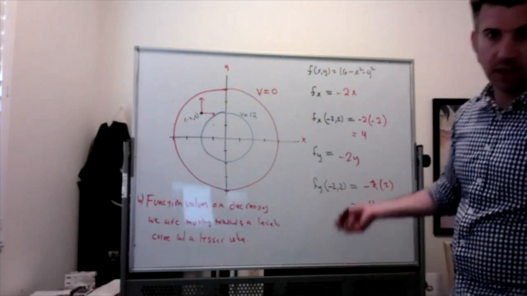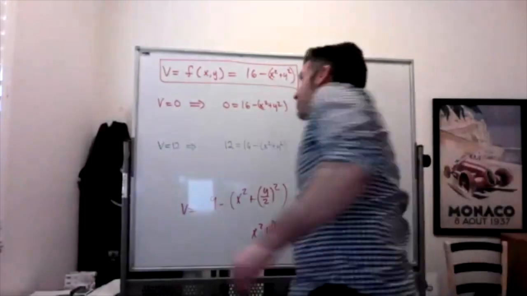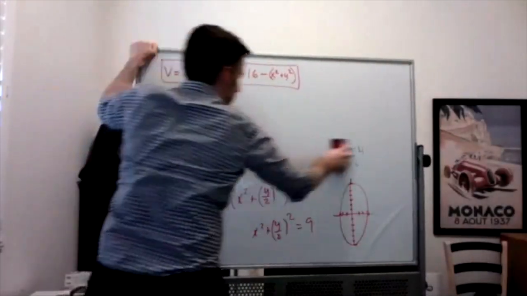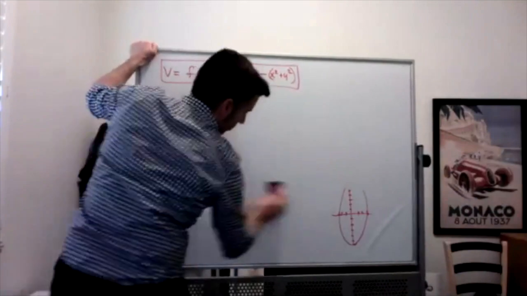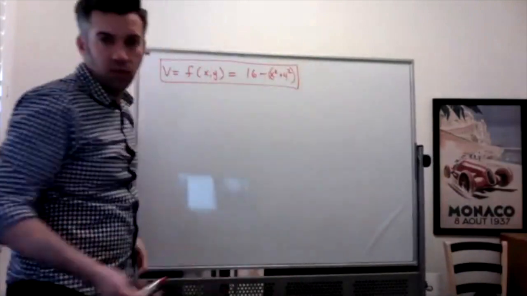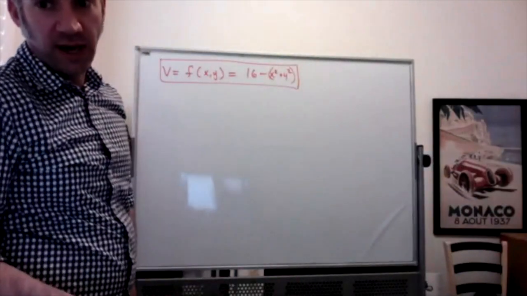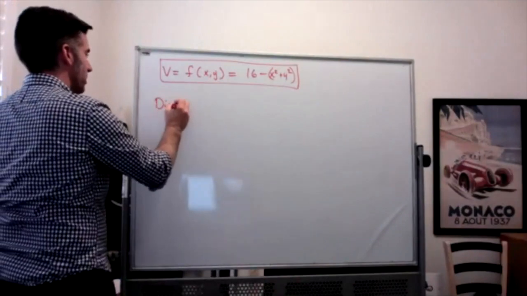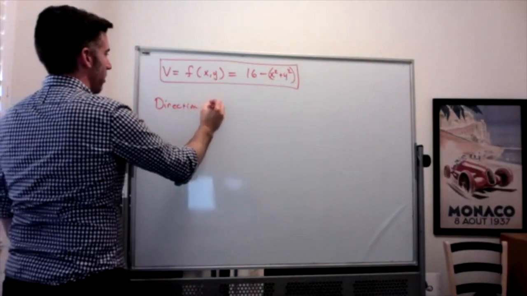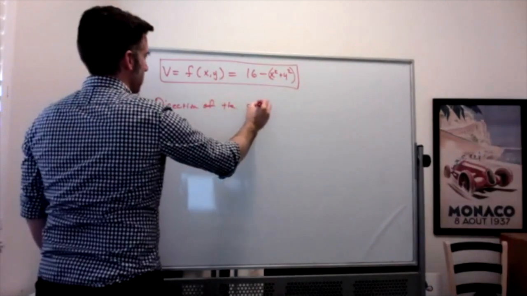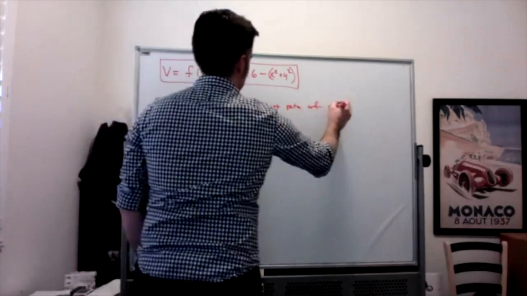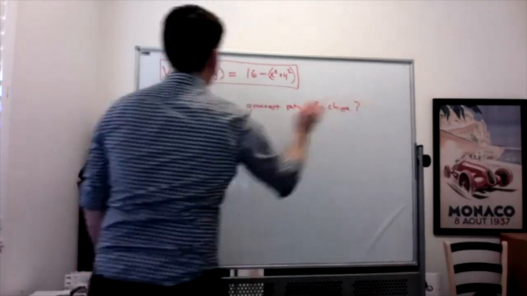The last question, which I just tacked on at the end, asks, from the point negative 2, 2, in what direction would the function have the greatest rate of change? So what's the direction of the greatest rate of change from the point negative 2, 2?